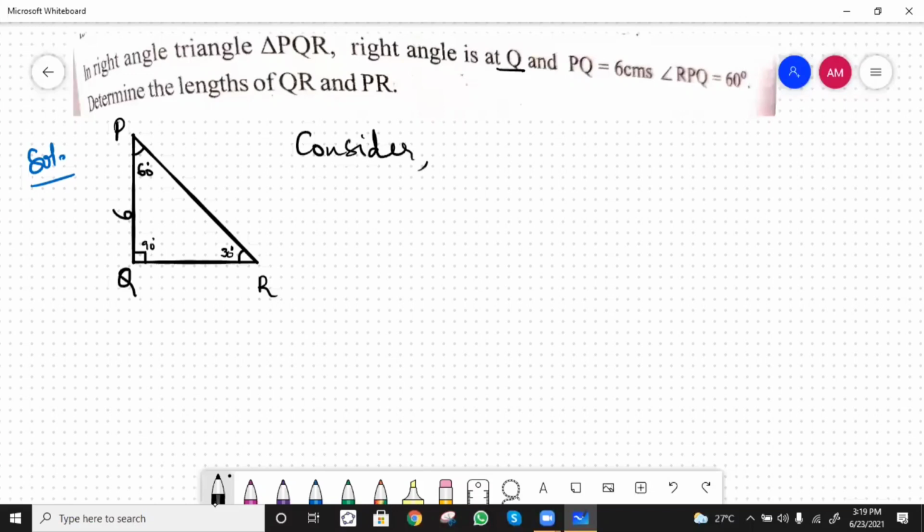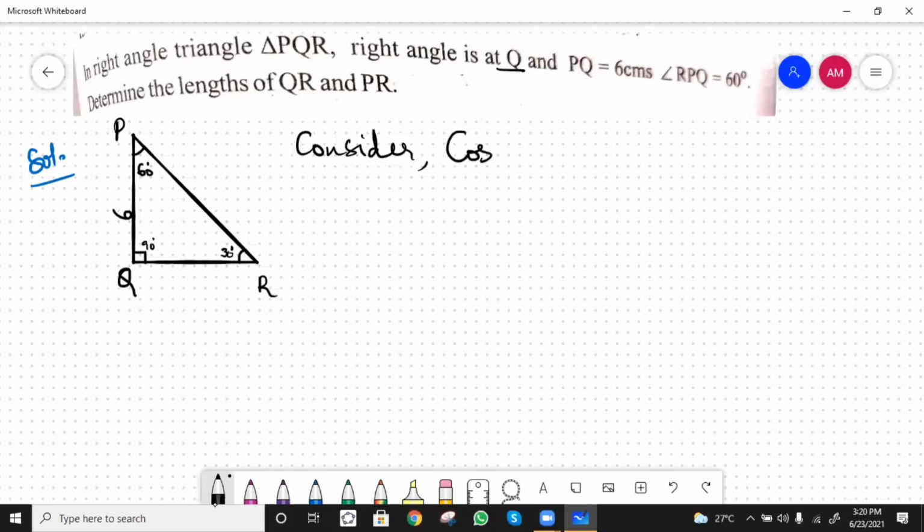Consider this angle P. What will be the side for angle P? What is this side PQ? Adjacent side. Adjacent side is in which trigonometric ratio? In cos and in tan.